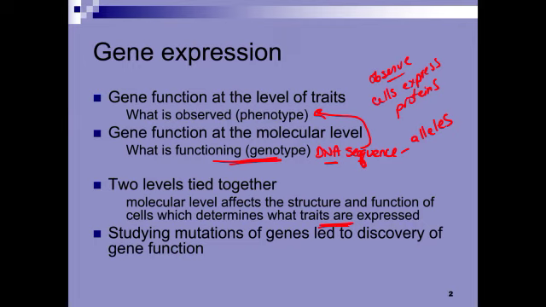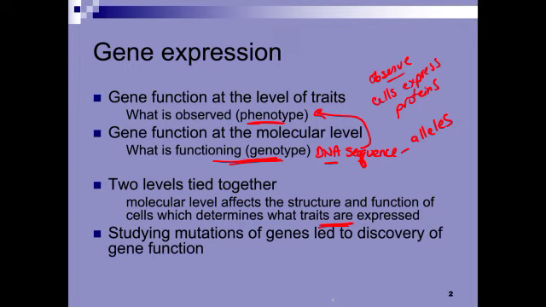So in order to understand how our genotype led to a phenotype, there were a couple of different people that were very important in this process. And they studied the mutations of genes in order to understand how the genes function. And to this day, that type of study is still done when we're not sure that we understand the function of a gene. So think of it this way.